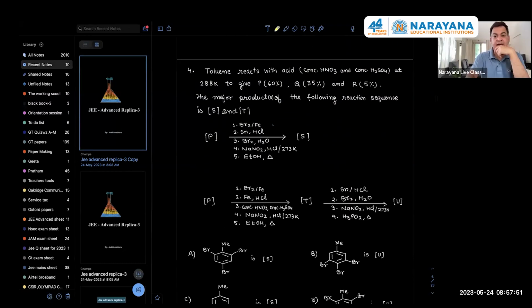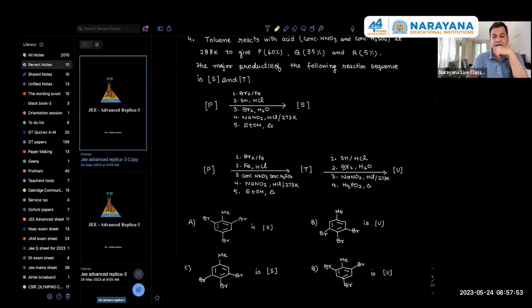Okay, move to the next one. This question is again a good one. The same kind of question has already been asked in JEE Advanced, and I have created the replica. This question is actually not tough, but good. Toluene reacts with acid, HNO3 and H2SO4 at 288 Kelvin, to give three compounds: P 60%, Q 35%, and R 5%. They're asking about S and T.